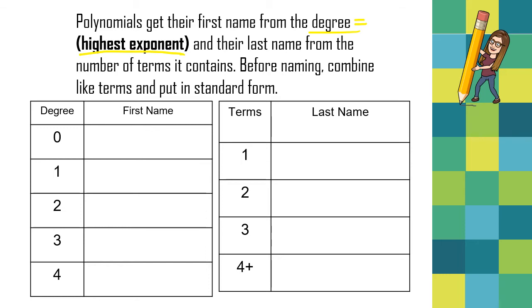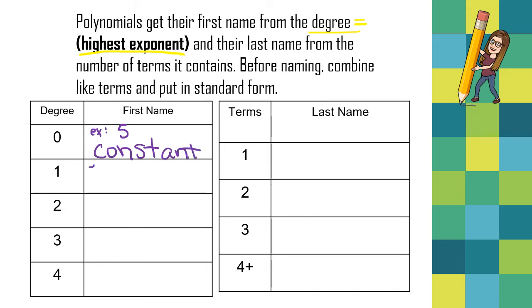So the first thing we have to work on is making sure we combine like terms, making sure everything's in standard form. But let's just talk about the names for now. We'll work on the other stuff a little bit later. So for example, if I have a degree of 0, an example of that would be if I just have a 5. That would be a constant. There's no exponent because there's no variable.